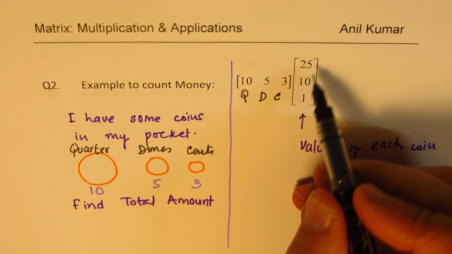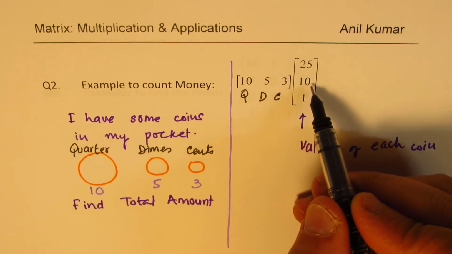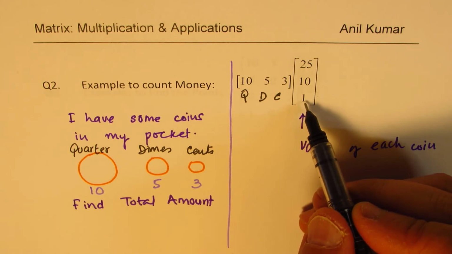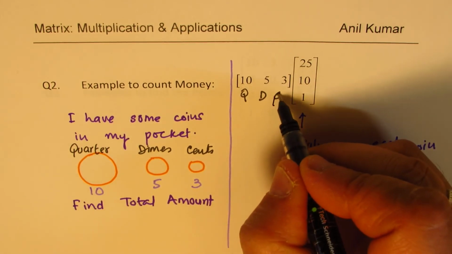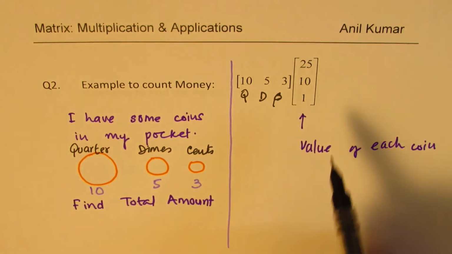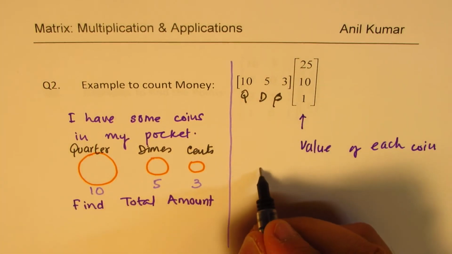Now, the value of each quarter is 25. The value of each dime is 10 cents. And for each penny is 1 cent, right? So let me call it pennies, P. Okay. So anyway, you understand. So how do I find the amount? Well, clearly, you are going to find the amount by multiplying 10 by 25, correct?